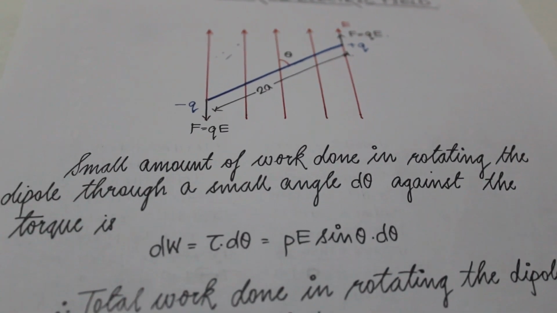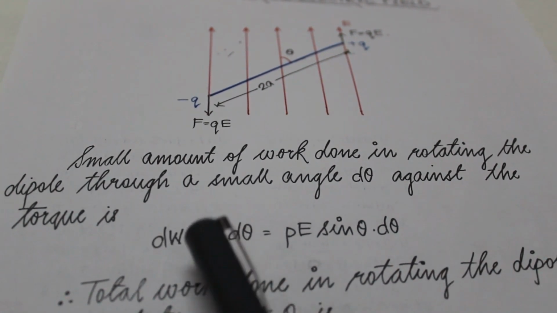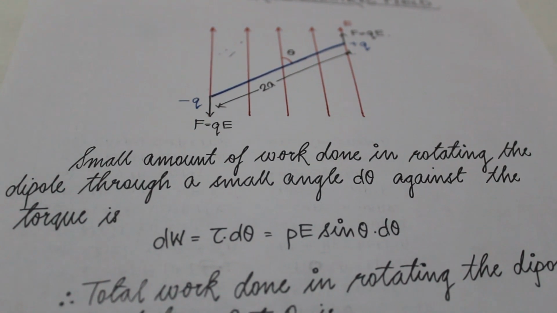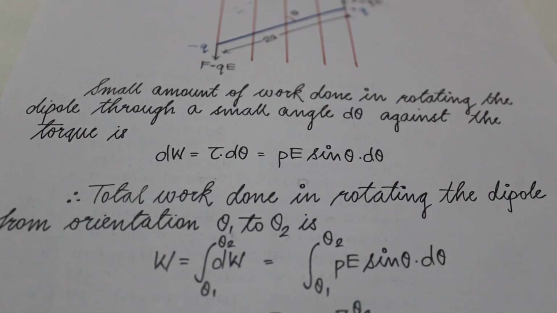So let's say the small amount of work done in rotating the dipole through a small angle d theta against the torque is given by dW = tau dot d theta. Tau is the torque and we are doing the work against it. As we know, torque is given by pE sin theta. So the equation becomes pE sin theta d theta. Now the total work done in rotating the dipole from theta 1 to theta 2. Let's say the initial angle is theta 1. On rotating the dipole against the torque, it becomes theta 2.